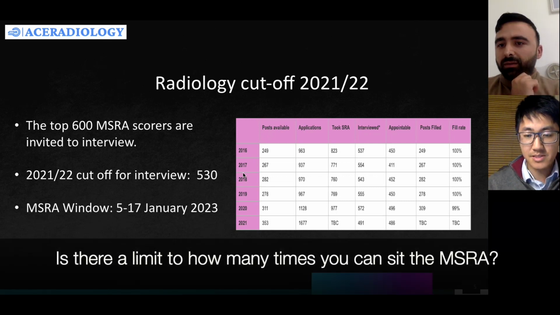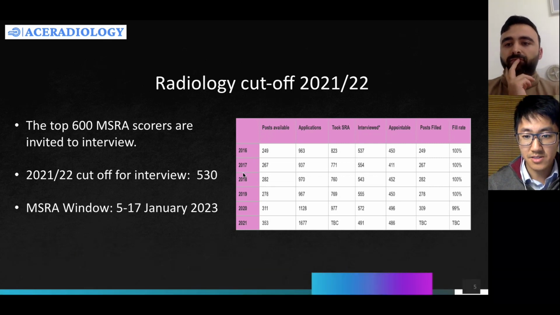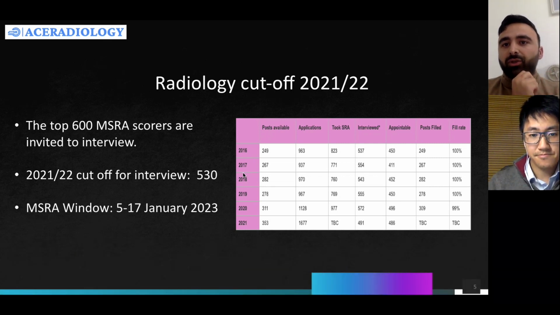Is there a number limit, like the PLAB, for taking this exam? If we're not prepared well, do you advise to take it? As far as I'm aware, there's no number limit. And if, say, you sit the exam, you find out your result, you can withdraw from the application process.